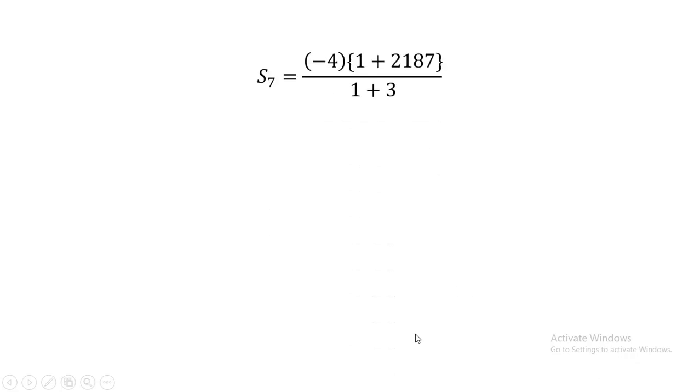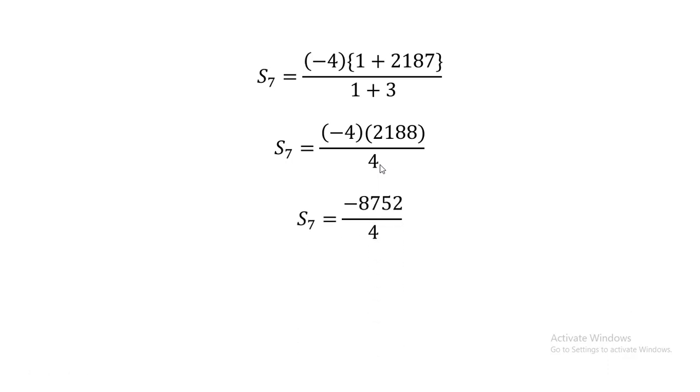This gives us minus 4 times 1 plus 2187, which is 2188, divided by 1 plus 3, which gives us 4. So the final answer is minus 2188. You just multiply it and then divide it by 4, or you can simply cancel 4 and 4, and the remaining will be minus 2188.